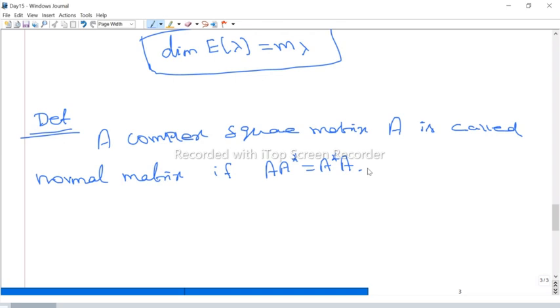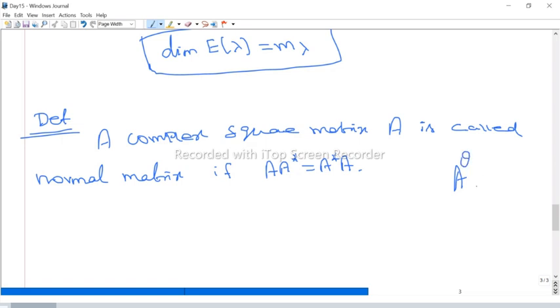Sometimes not all matrices satisfy A into A star equal to identity. If we satisfy A into A star equal to A star into A, then we say A is a normal matrix. Suppose this is equal to identity, then we say that matrix is a unitary matrix. Therefore, all unitary matrices are normal matrices, but a normal matrix need not be a unitary matrix. This is very important.